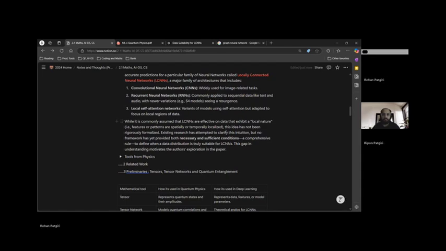I haven't gone in depth about what local nature technically means, but it seems like they are independent of each other, meaning a certain feature is independent of some other feature. I think that is what is used for PCA or something, right? Yes, exactly, PCA.